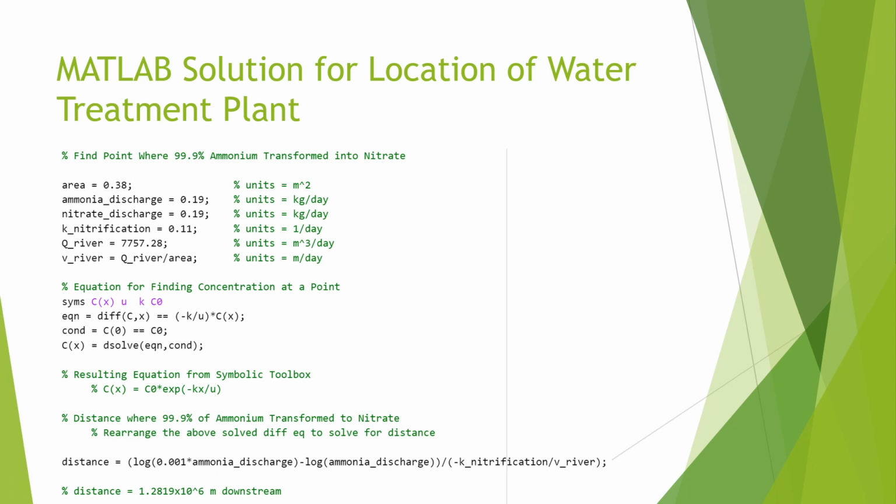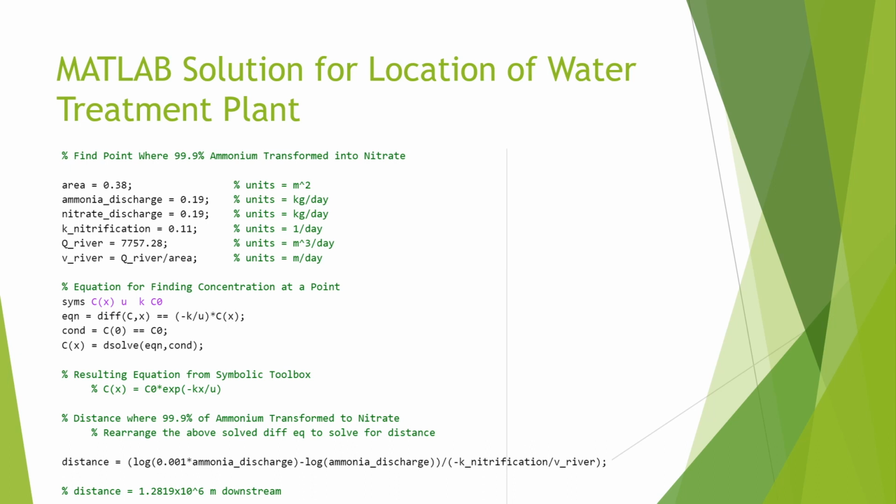And then we moved on to actually use the differential equation. The differential equation we're using was described in the last video, and it basically just relates concentration as a function of distance. So in order to perform this analytical solution, we use the symbolic toolbox, and we entered our variables in the first line that says syms. C(x) represents the concentration as a function of x, U represents the velocity, K represents the nitrification rate, and C0 represents the initial concentration of the fertilizer going into the river.